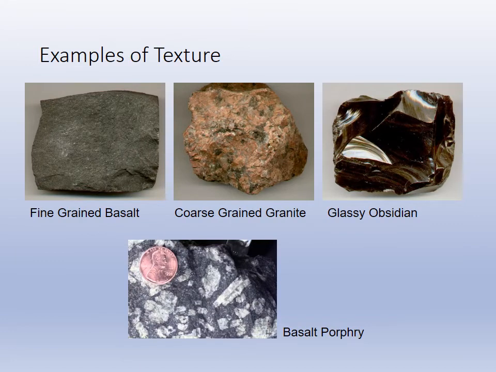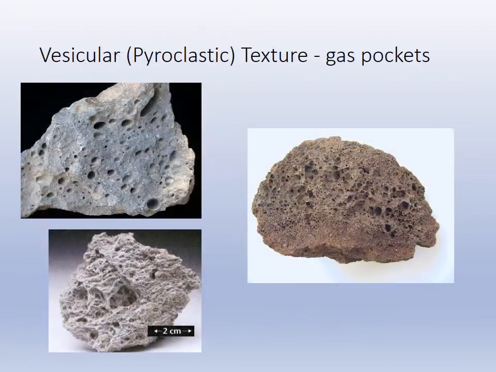Basalt, upper left, fine-grained. Coarse-grained, in the middle, is granite. Glassy, obsidian. And then the porphyry, the fragmental, is below, showing a basalt fragmental. Those are the textures: fine, coarse, glassy, fragmental. Pyroclastic means ejecta, means forms in the air. It has some air bubbles, so it's glassy with air bubbles.